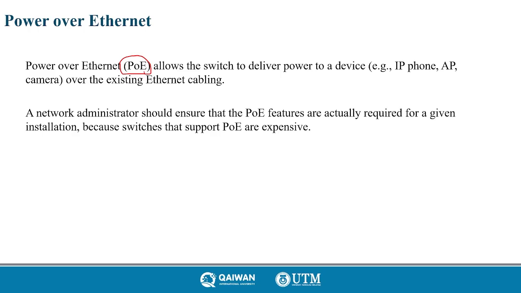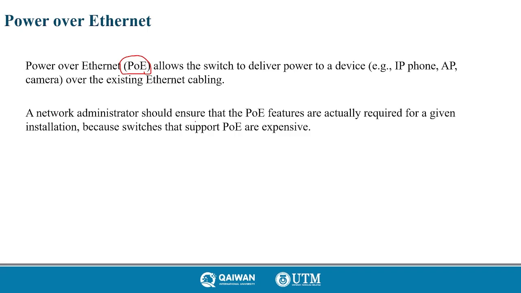Now, Power over Ethernet, PoE, you will hear this one a lot. And what do I mean by this? It means that the switch will deliver power to the device, along with data, through the cable or the LAN cable. An example would be an IP phone, access point, or cameras. They will have both power and data in the same link of the existing Ethernet cabling.